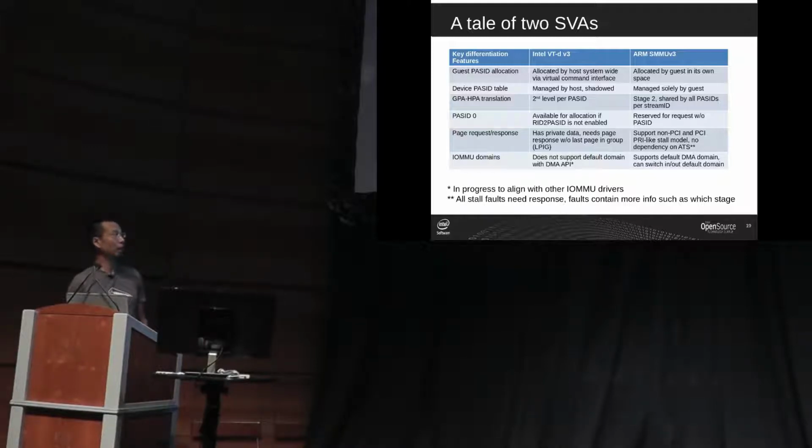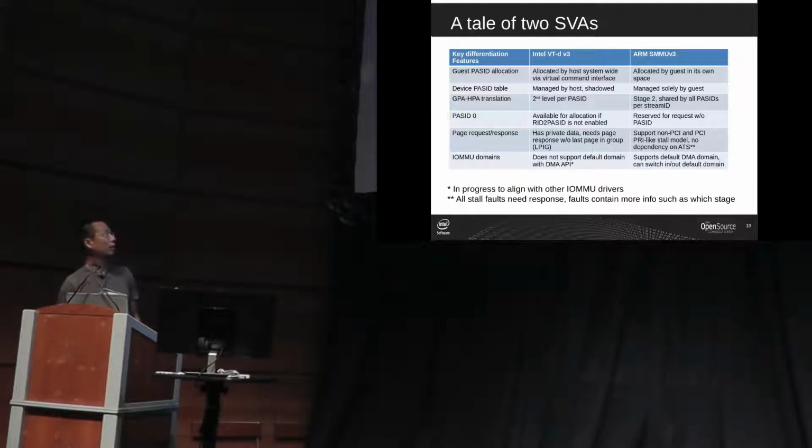PASID is managed by the host, and the guest is shadowed. Where the SMU side, the PASID table is owned by a guest. It's only the PASID table pointer, the GPA, that is bound to the physical IOMMU.